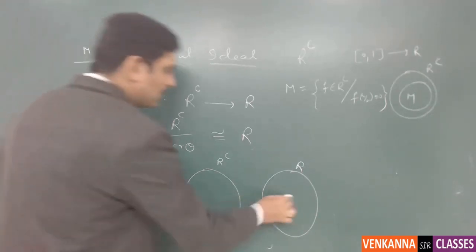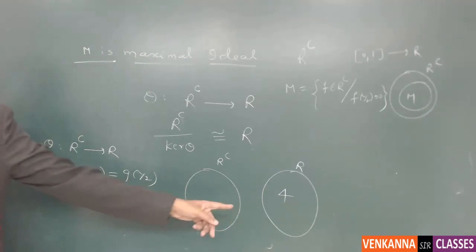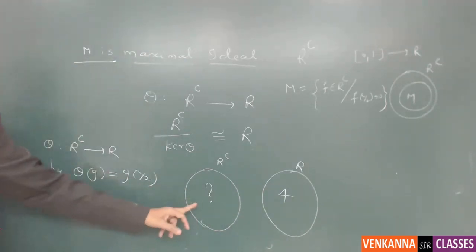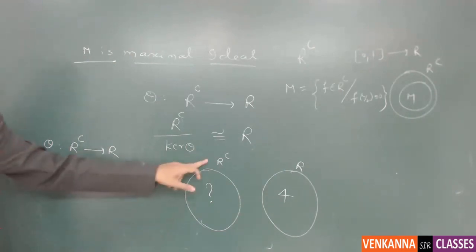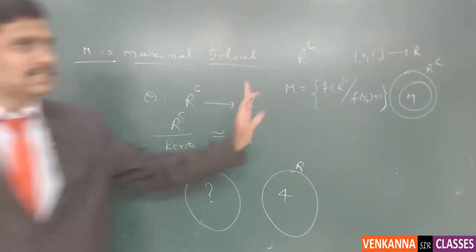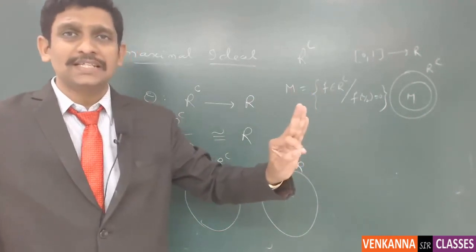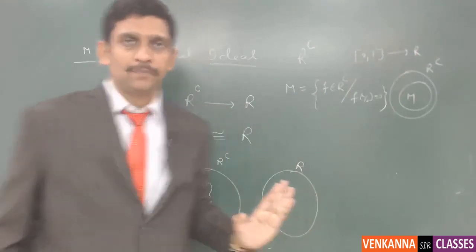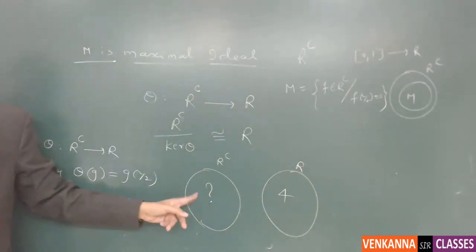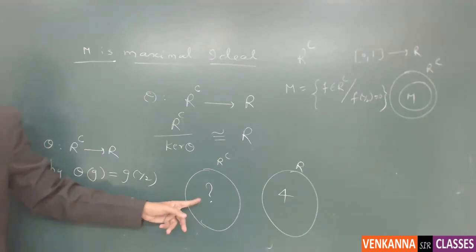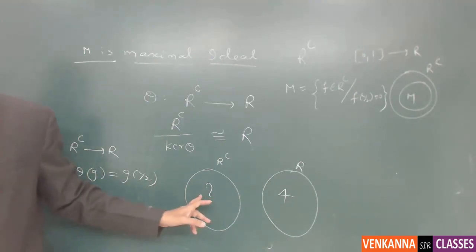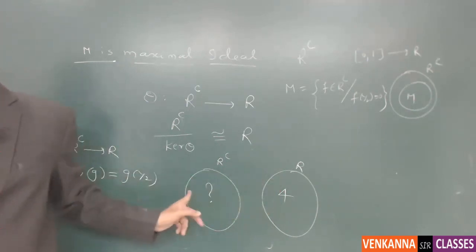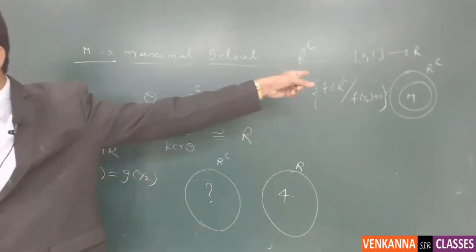4. Now, corresponding to 4, I should get a function here, right? What kind of function should I get here? So what is R^C? It contains only continuous functions defined from the closed interval [0,1] to R. So if I want to have a pre-image, I must know a function which gives the value 4 and it is continuous and defined from the closed interval [0,1] to R.